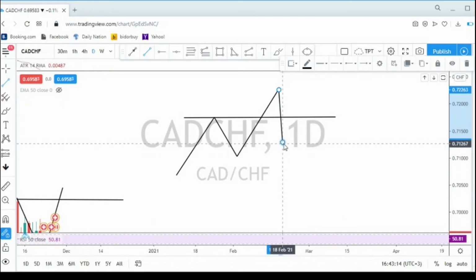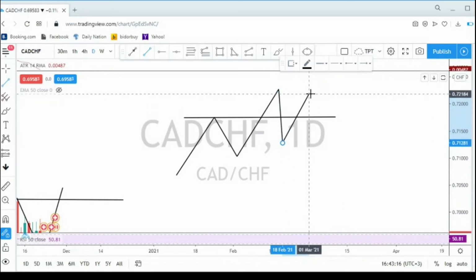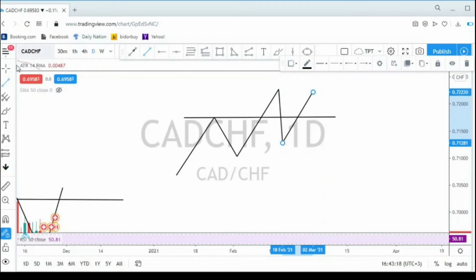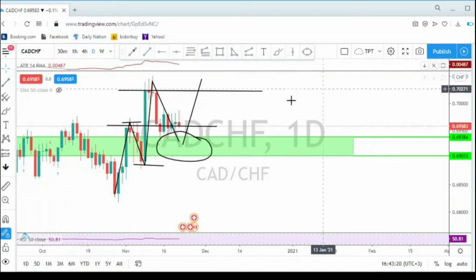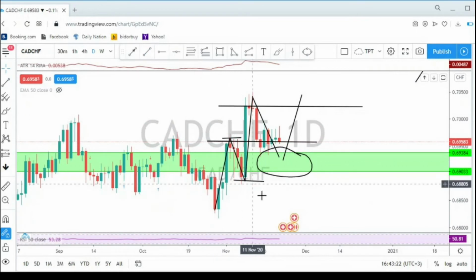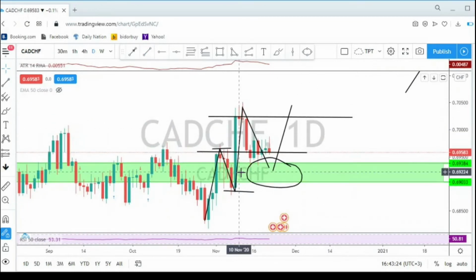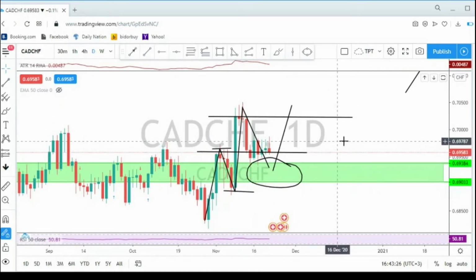Then I'll look for an entry reason on a lower time frame to buy the market. And this is exactly what has happened here. So the pullback should be at this zone, then I buy the market.